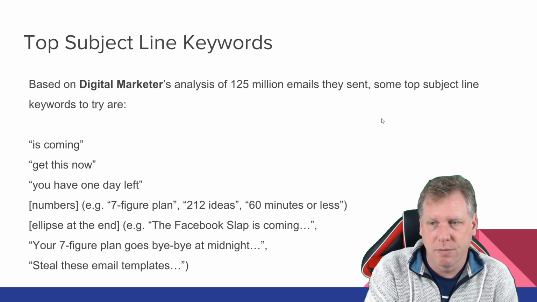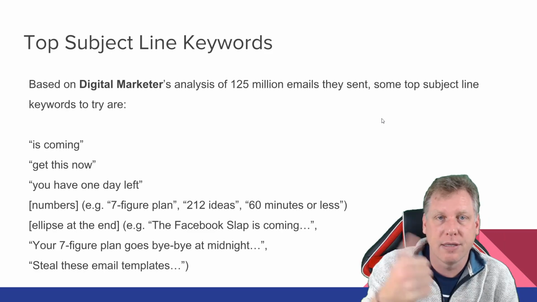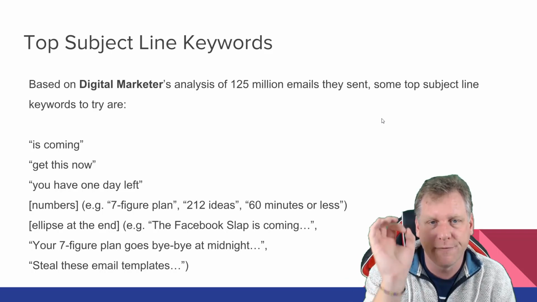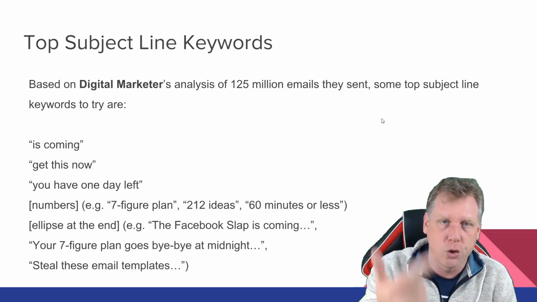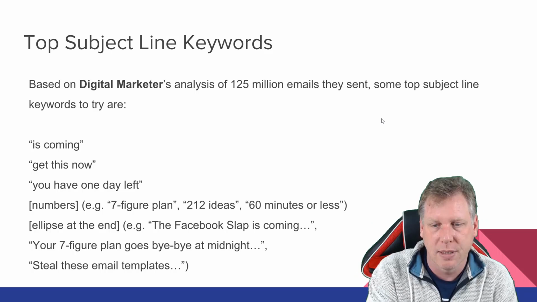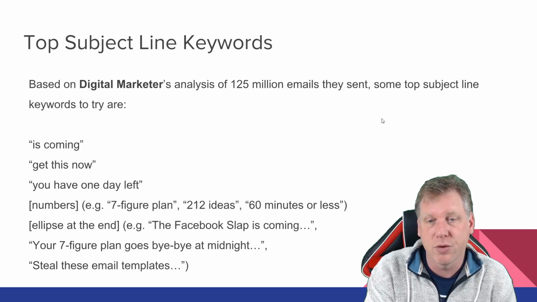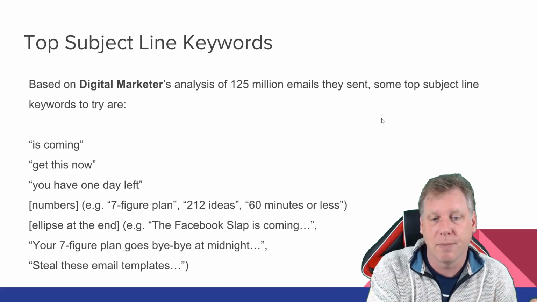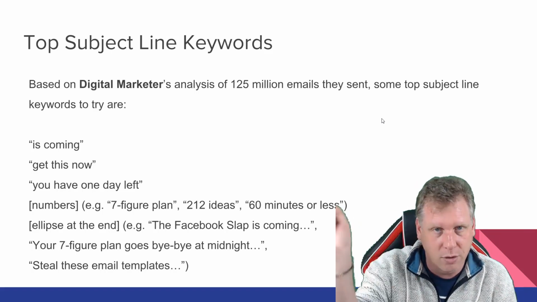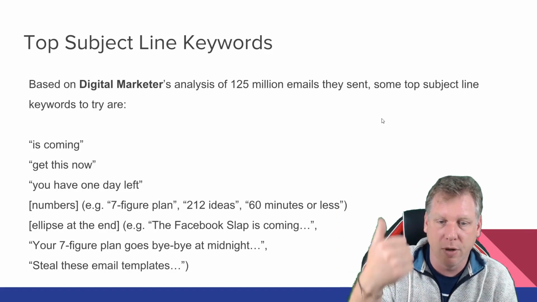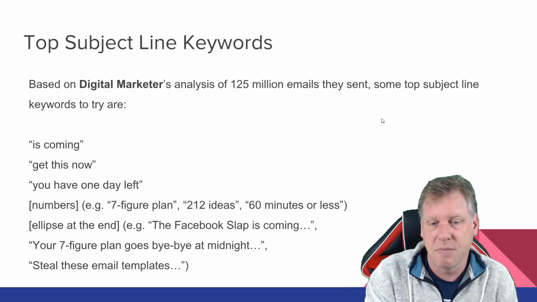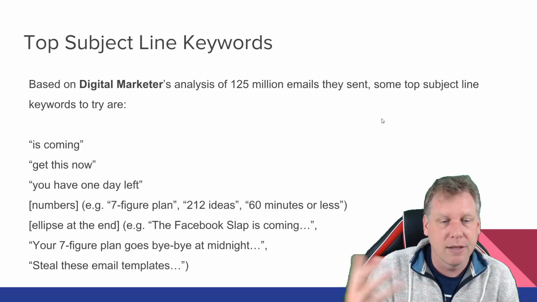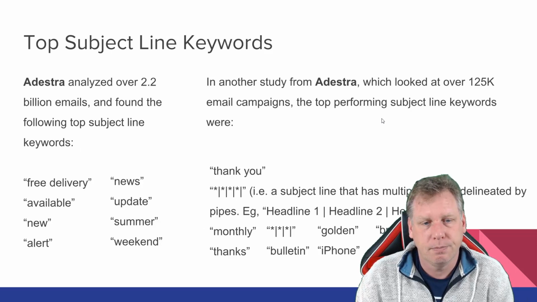125 million emails. Top subject line words to try are: is coming, get this now, you only have 1 day left. Using numbers. Numbers are very powerful. 7-figure plan, 212 ideas, 60 minutes or less. The ellipsis at the end, the 3 dots, made a difference. And then we can combine them. The 7-figure plan goes bye-bye at midnight... We've got numbers in there. We've got scarcity, midnight. We've got the dots. We've got the bye-bye, which is a bit humorous, and so on.